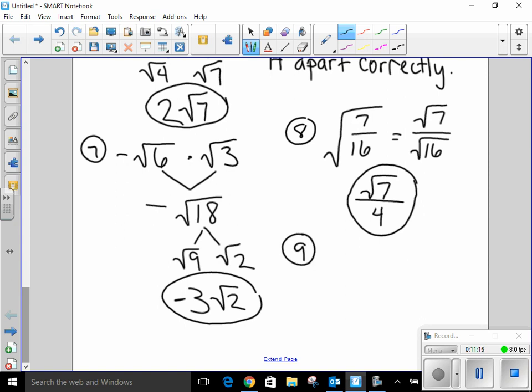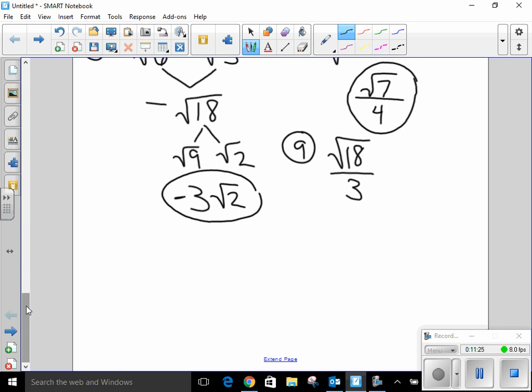All right, so looking at the next one, still using a division problem. If I have square root of 18 over 3, some of you may be tempted to say 18 divided by 3 is 6, but you can't do that because the 18 is under the radical sign, the 3 is not. So you have to break down whatever you've got. 18 breaks down into square root of 9 and square root of 2.